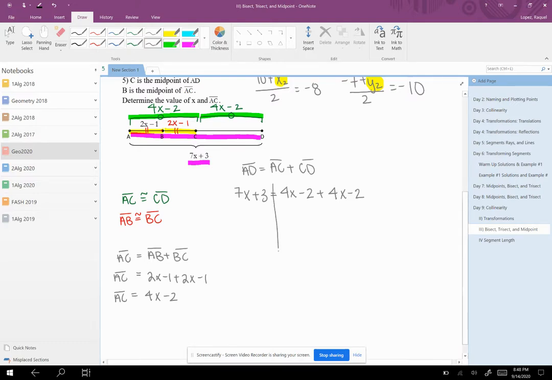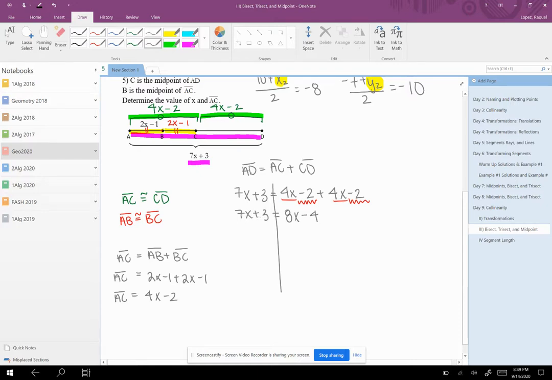I'm going to put a line down the middle here so that I can keep my thoughts organized. All right, I want to combine like terms. Here we go, 4x and 4x, that's going to give me 8x. And then negative 2 minus 2, that's going to give me minus 4 equals 7x plus 3.